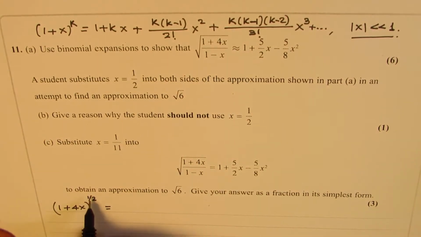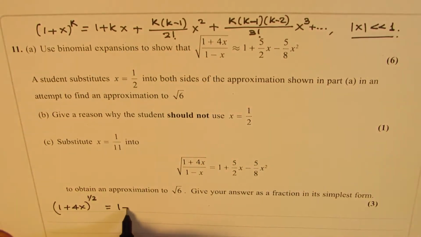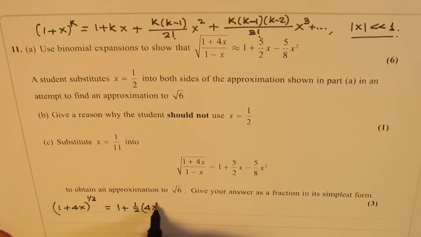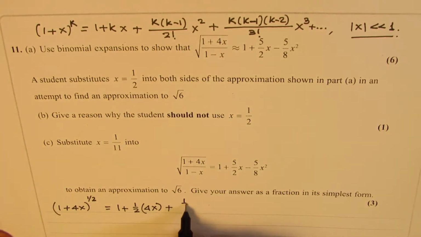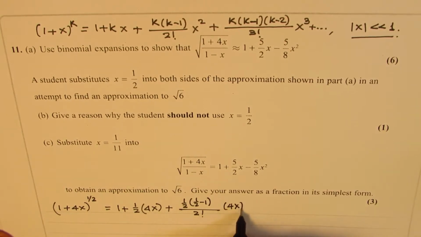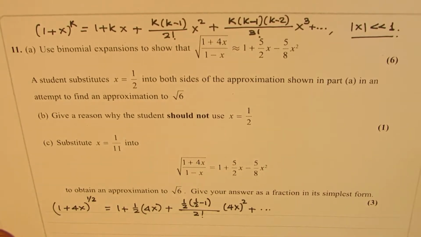So for 1 plus 4x to the power of half, we are using this formula, 1 plus kx, where k is the exponent. So it is half and x is 4x for us. Plus k times k minus 1, that is half times half minus 1 over 2 factorial, times x squared, which will be 4x whole square. The other terms are very small, so we can just neglect them. Is that clear to you?